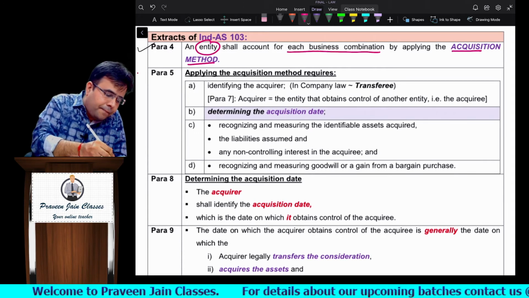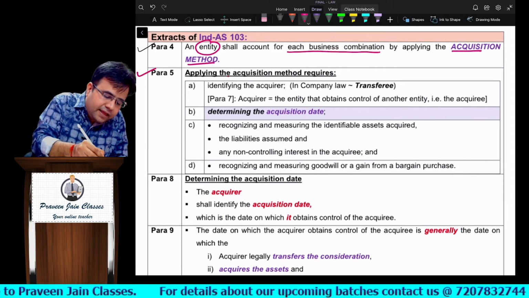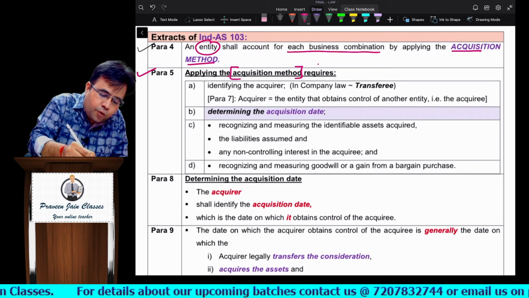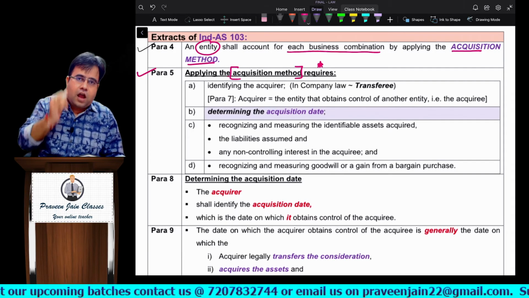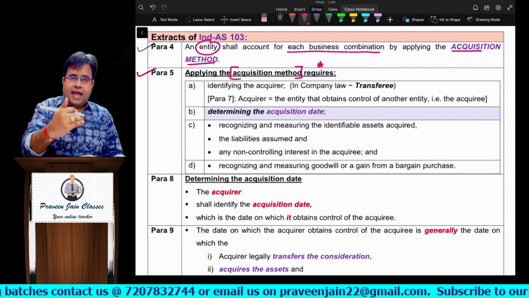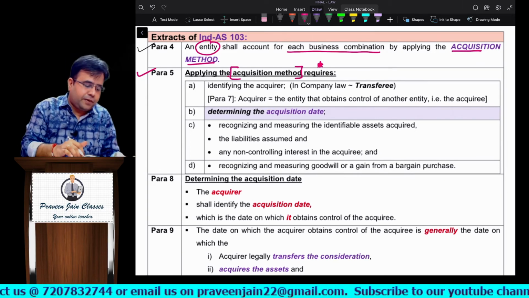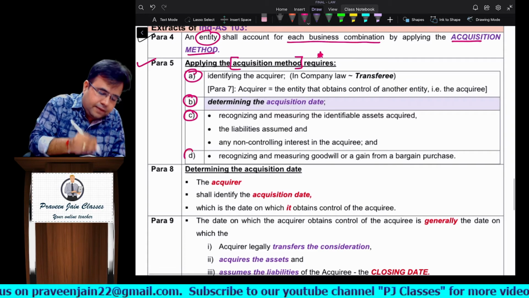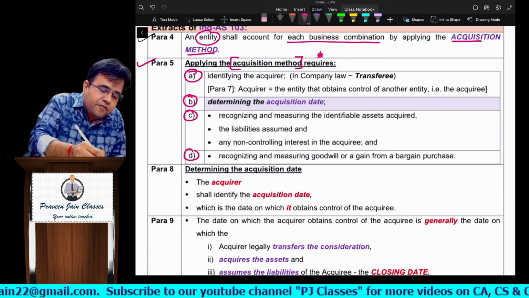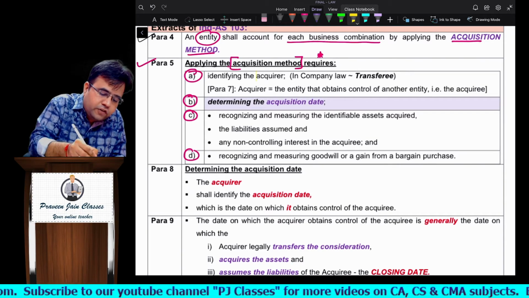Very good. Paragraph number 5, applying the acquisition method requires, meaning if you want to apply the acquisition method for accounting, then you should have clarity on these aspects. So aspects A, B, C, D. Now, point number A: first you should identify who your acquirer is.